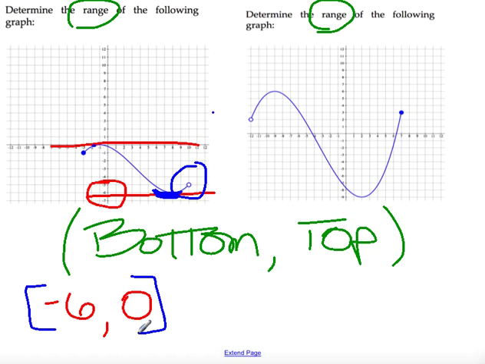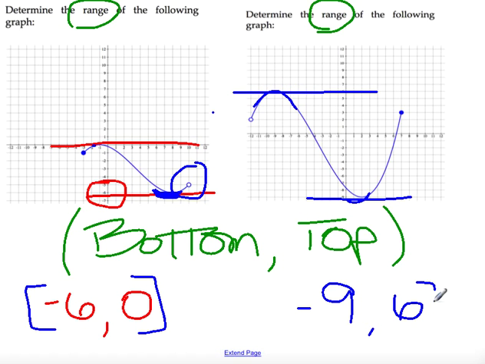Okay. The range for this second one looks like the bottom number is -9 and the top number is +6. So it's going from -9 to +6. And again, the graph does equal both of these numbers, so we would need to change to brackets. So that is the range for this graph.